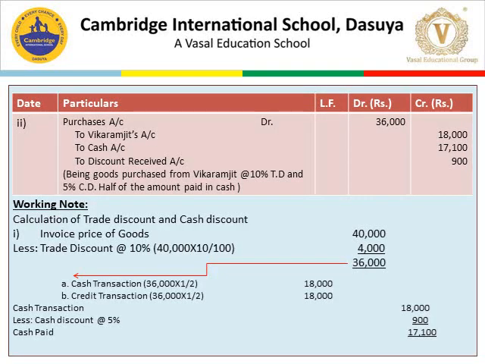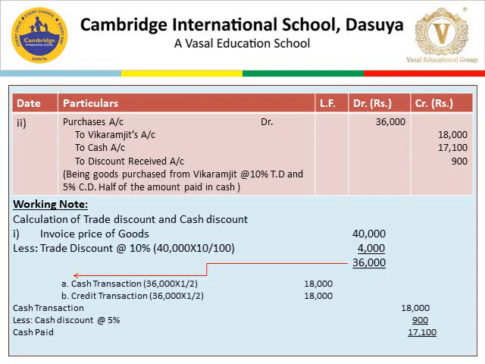Here is the solution of second transaction. Let's see what is written in the second transaction. Purchase goods from Vikramjit of rupees 40,000 on 10% trade discount and 5% cash discount. Half of the amount was paid at the time of purchases. This is the transaction. Now, how do we solve it?